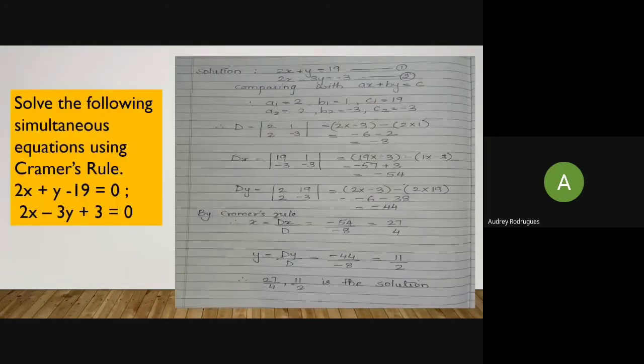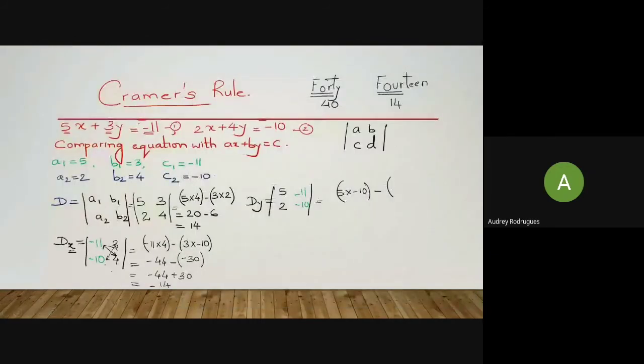So 5 into minus 10, minus minus 11 into 2. So it will be minus 50 minus minus 22. This minus and minus will become plus 22. Very good. So then next one, minus 28. Minus 50 plus 22 is minus 28. Okay. Now we have got the answers till here.